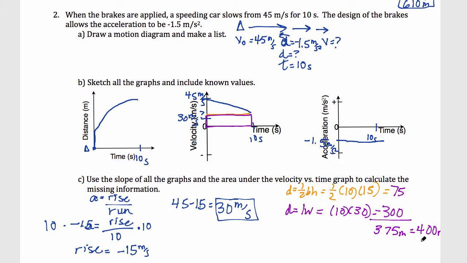Sorry about that, writing off the page. There. So then we use the slope of this line to eventually figure out the final velocity, and then we use the area underneath the curve to figure out the displacement.